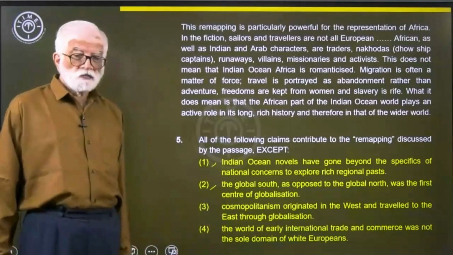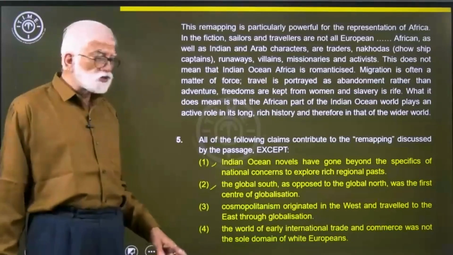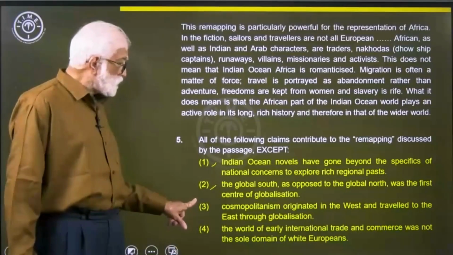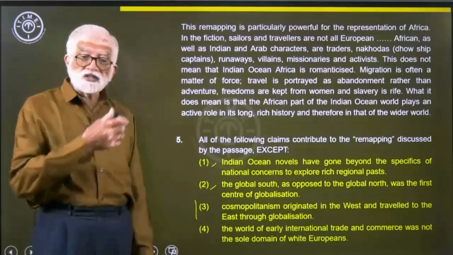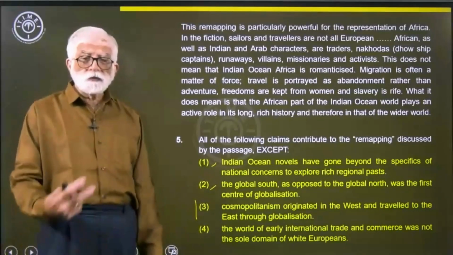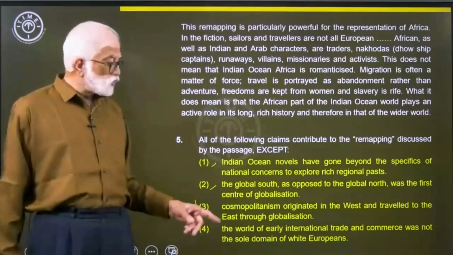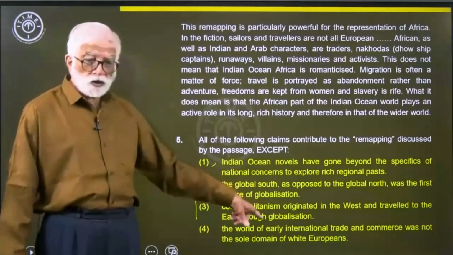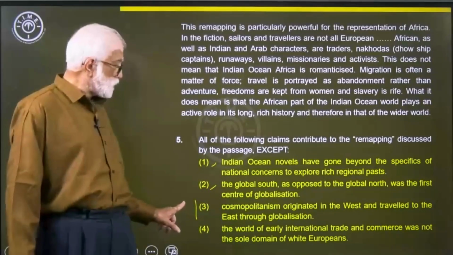Cosmopolitanism originated in the West and traveled to the East through globalization. That's clearly wrong. The person says that this area was already cosmopolitan, in the sense that nations and cultures interacted with each other through different people, and this was the forerunner of globalization. So it's not that globalization brought cosmopolitanism to the East from the West. So this is very definitely out, very easy to pick.